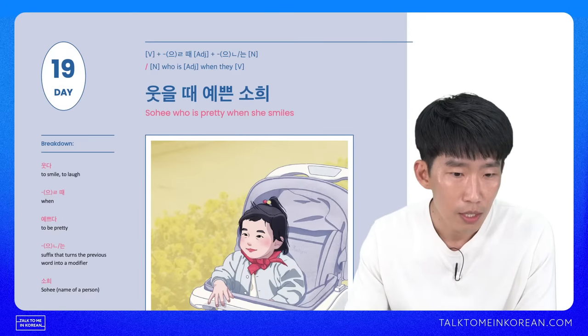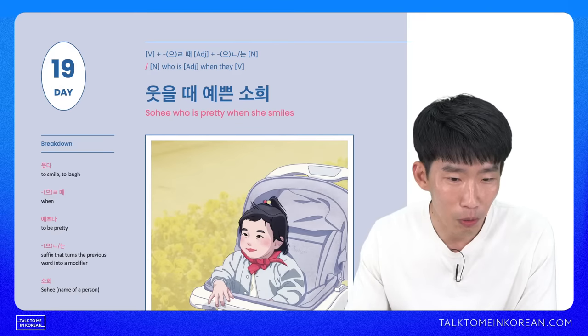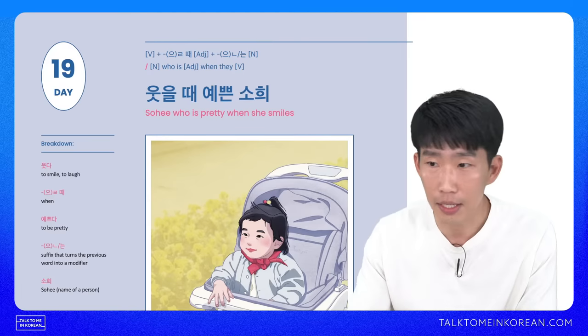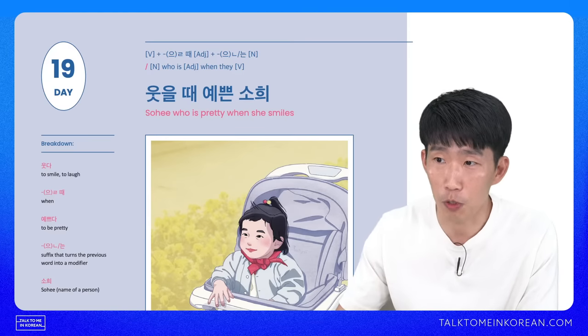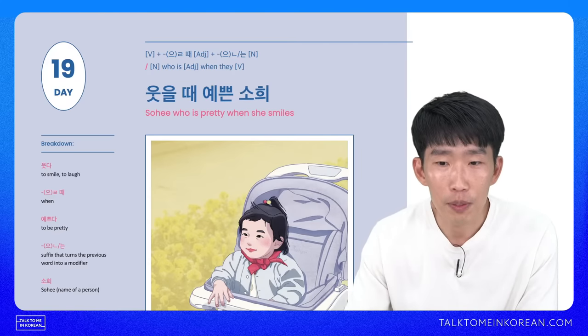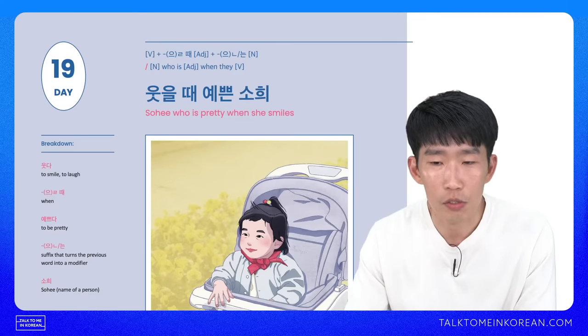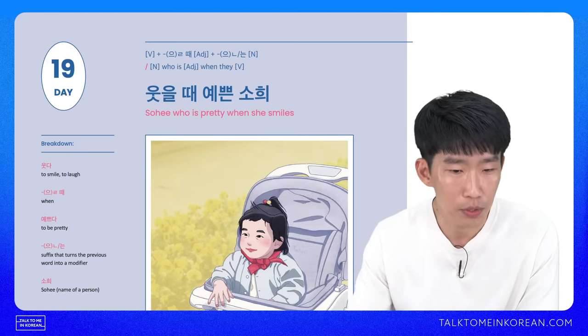I see that you are taking a little longer to make sentences because this is a little more complicated, but this is going to be great practice for you. Give it a try. So verb, so-and-so, noun, who is so-and-so, when they do so-and-so. Can you?